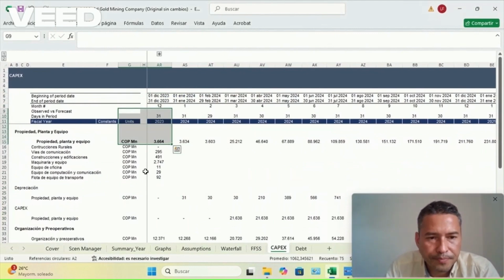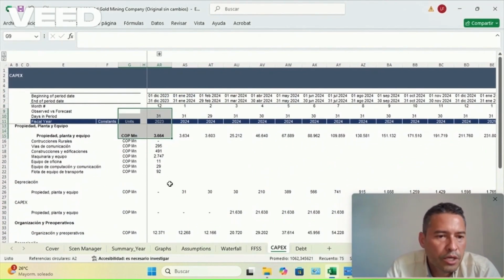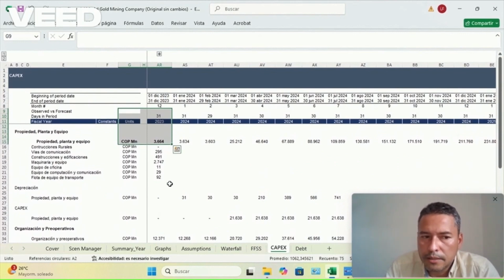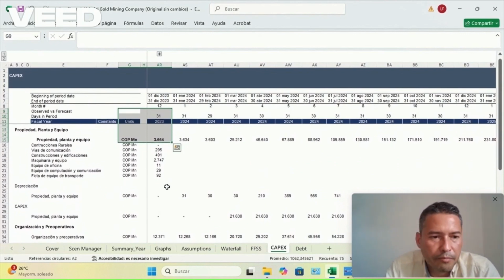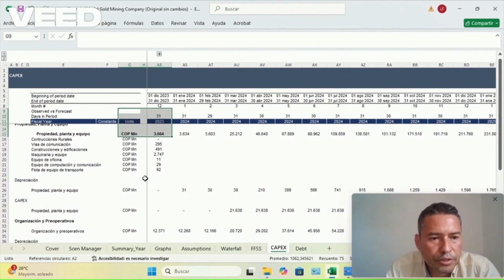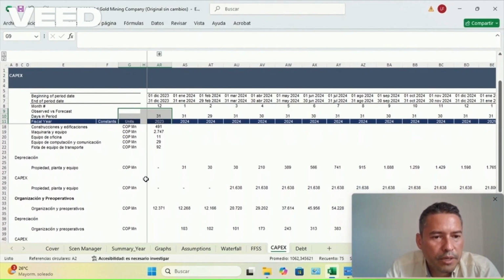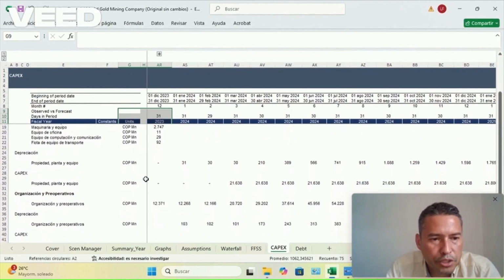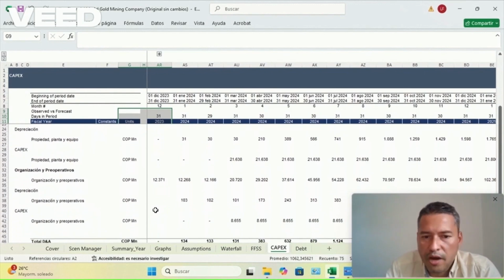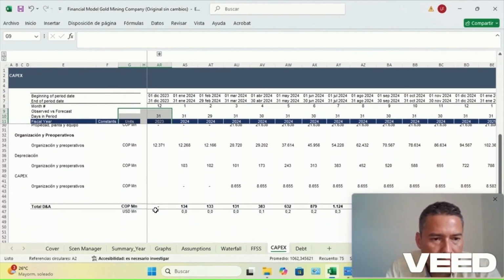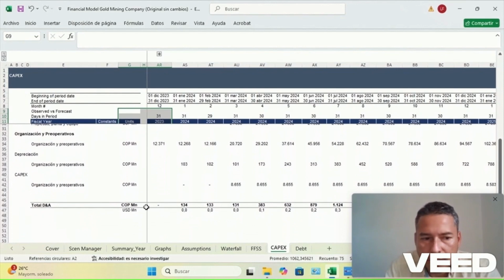Next sheet is CAPEX. Again, it is built by month. You can separate the CAPEX by the item of the investment or the capital expenditure that you need to do. For example, roads, construction, certifications, equipment, machinery, office equipment, computers, communication, transportations. Then you have a group for your CAPEX, and you can add some other expenses that you need to have an account for this operation.